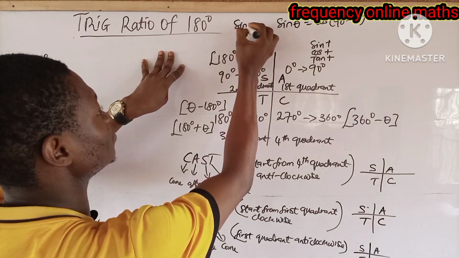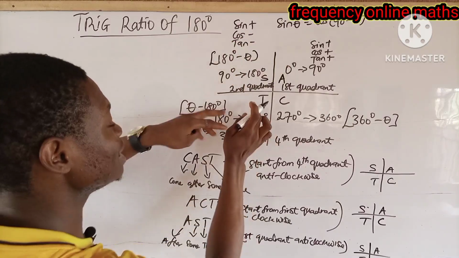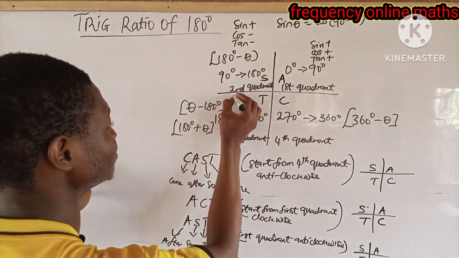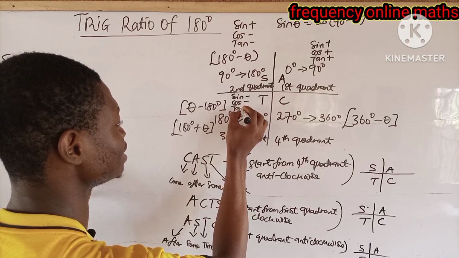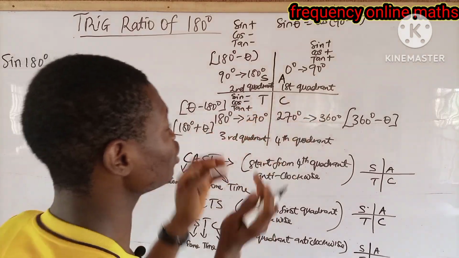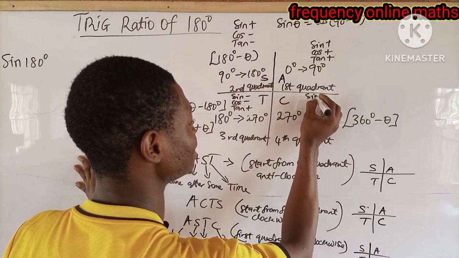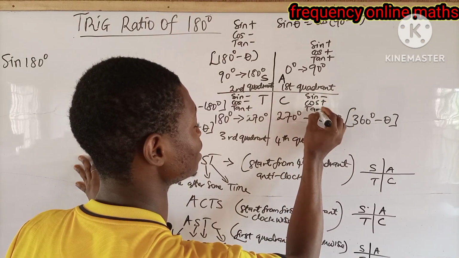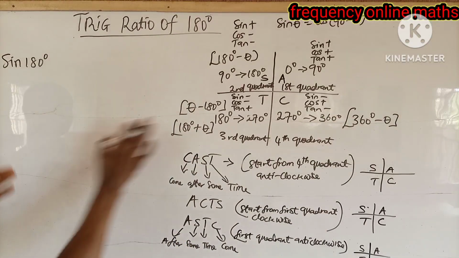Sine is positive. Cos is negative. Tan is negative. This T here is showing us that only tan is positive, the rest are negative. Sin is negative. Cos is negative. Tan is positive. This C here is showing us that only cos is positive, the rest are negative. Sin is negative. Cos is positive. Tan is negative. So in order to find sin 180 degrees, we are going to take cognizance of all these things.